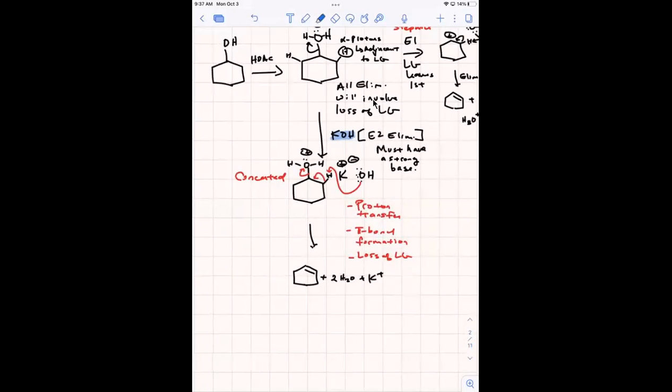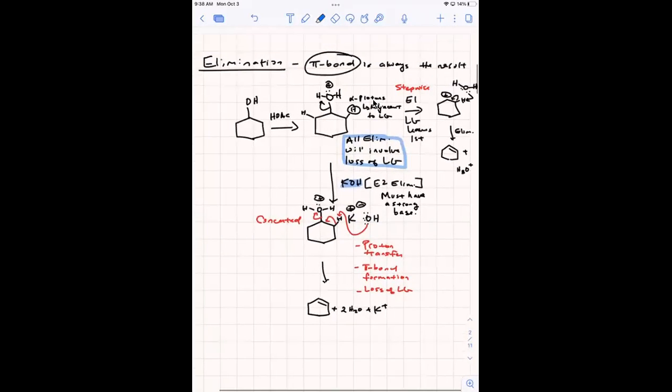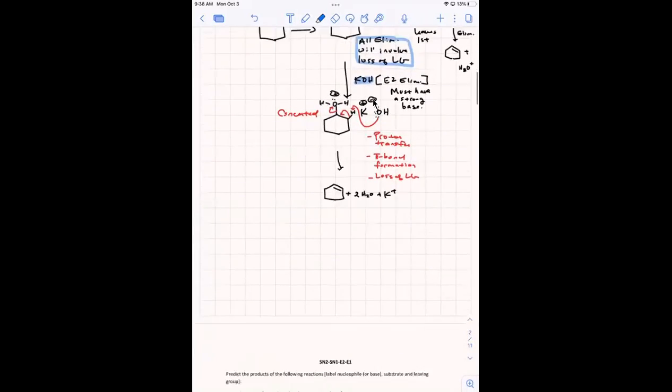So for your elimination and substitution, your slow step is the same for both, loss of the leaving group. The difference is with a substitution, you're replacing the leaving group with a nucleophile. Elimination, you are kicking out the nucleophile by forming a pi bond. All right, any questions about elimination or substitution? All right, so let's go to here.